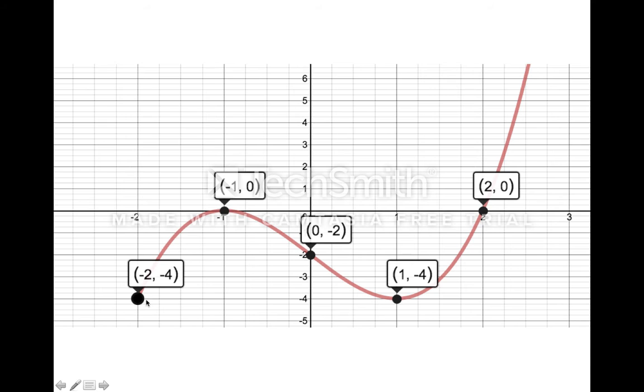There are two absolute mins because negative 4 is the smallest y value. The two absolute mins are negative 2, negative 4 and 1, negative 4. It has no absolute max because it's going off to positive infinity. The domain of the function is closed bracket negative 2 to infinity. The range of the function is closed bracket negative 4 to infinity.